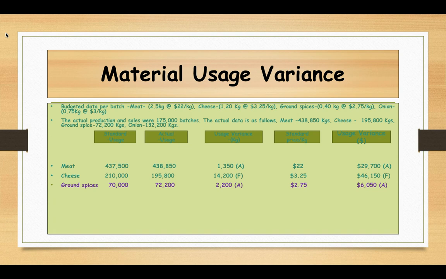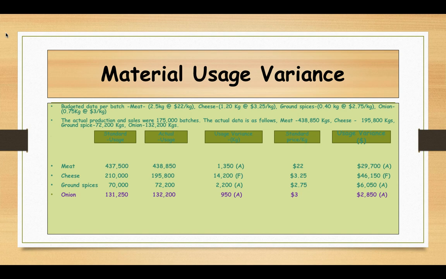Now we need to convert that into money value. So we need to times that by $2.75. That's our standard price per kilogram. So the usage variance in dollars is $6,050 adverse. Now we'll see the final material usage variance for the onions.